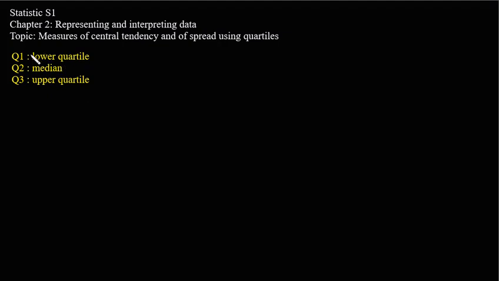The lower quartile is denoted as Q1. The median is denoted as Q2. The upper quartile is denoted as Q3. Here I have a scale line. In order to find these, we have to rank our data in order, like what we did with the median. The median is the value in the middle, the place here. Here's our start and here's our end.